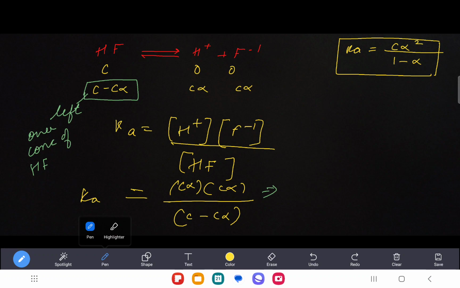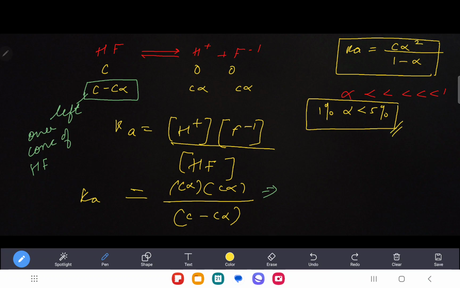So you have to understand that if any particular acid is dissociated by 30% or 40%, that means it is a very strong acid, because the dissociation we are talking about is 30%, 40%. And what is alpha when it is very, very less than 1? Approximately 1 to 5%. Yes or no?